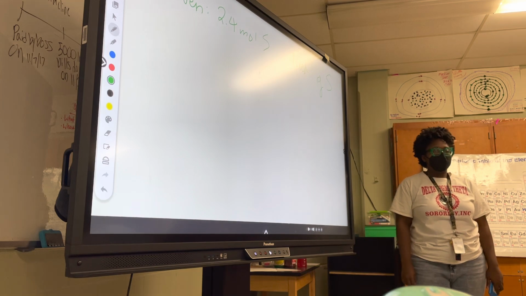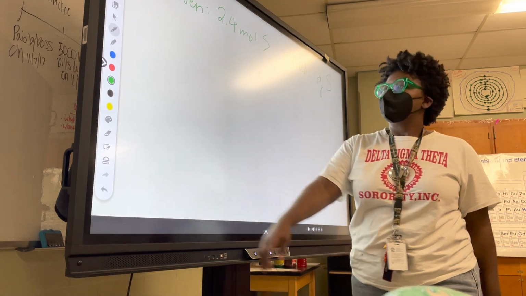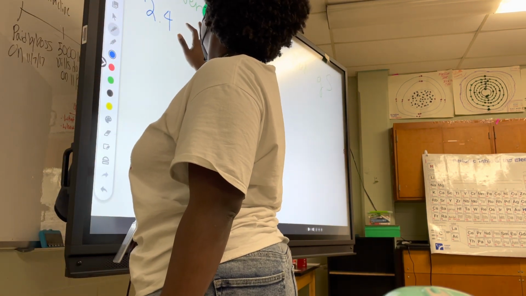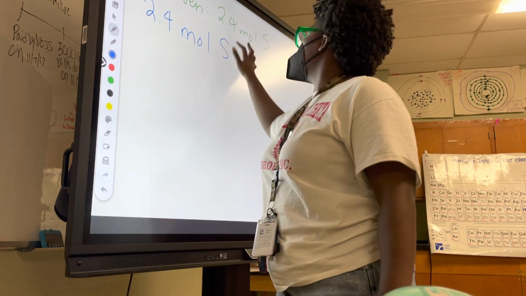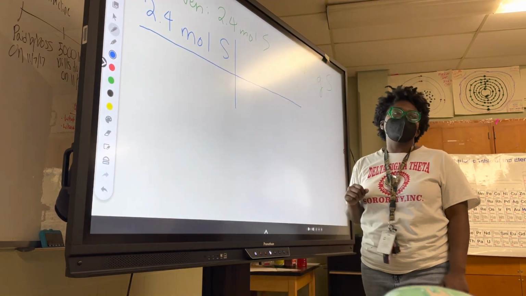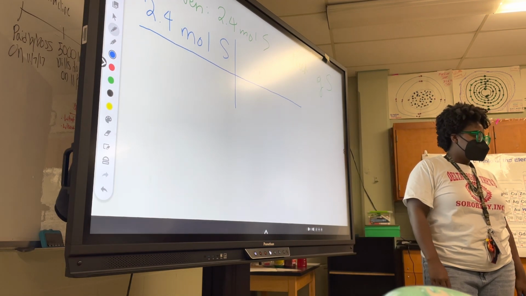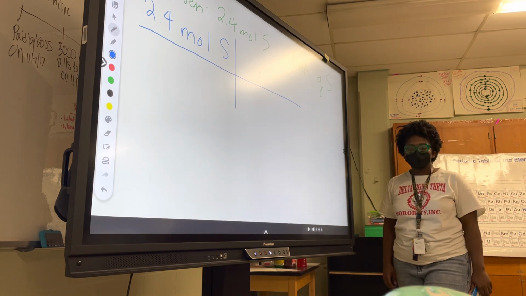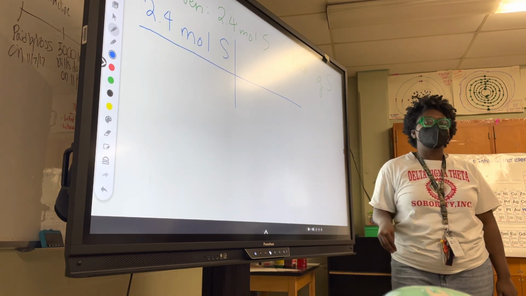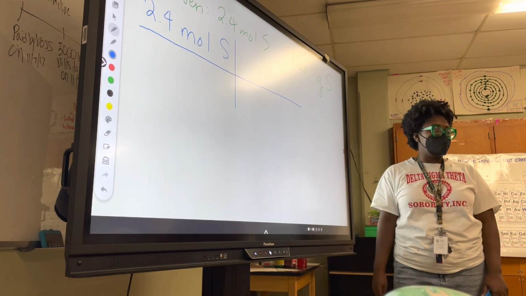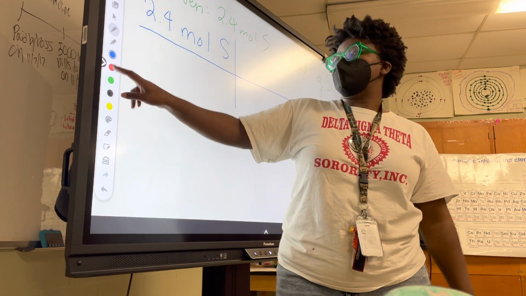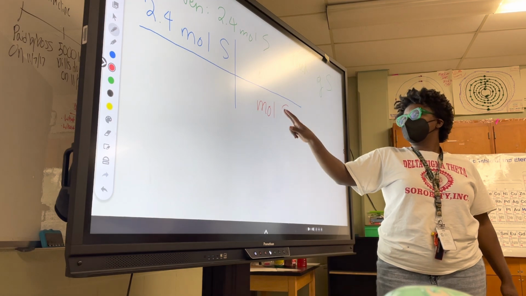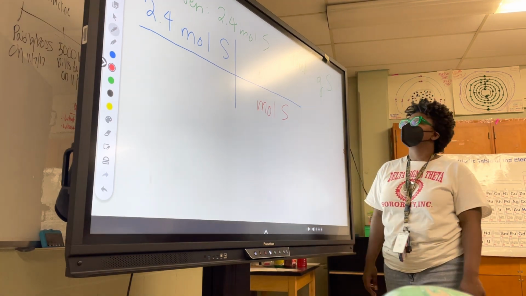All right. Now, let's set up our T-table. You ready? What do we always start with? The given. So we have 2.4 moles of sulfur in our top left box. Now this also determines what I have in my bottom right box. What units are going to be in my bottom right box? Mole of sulfur.